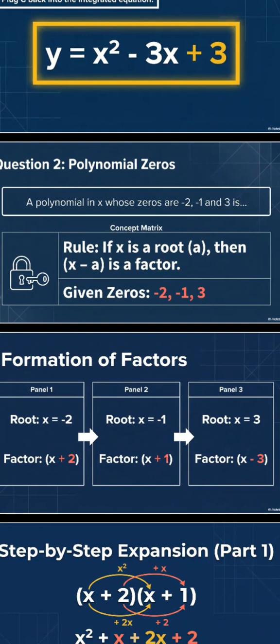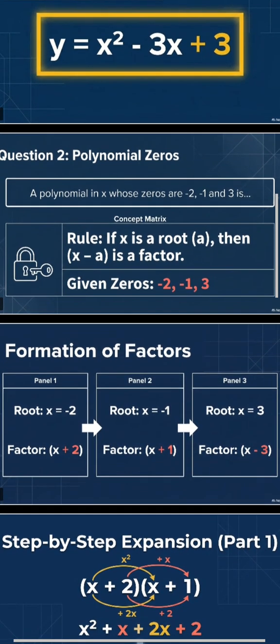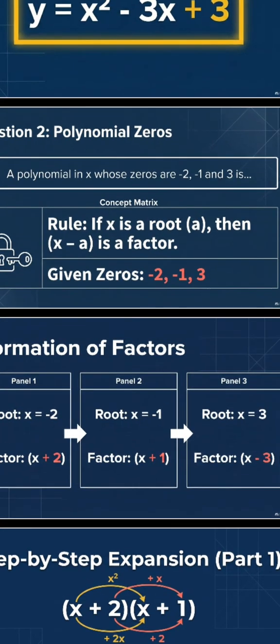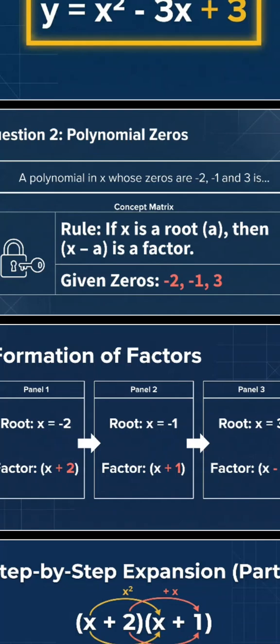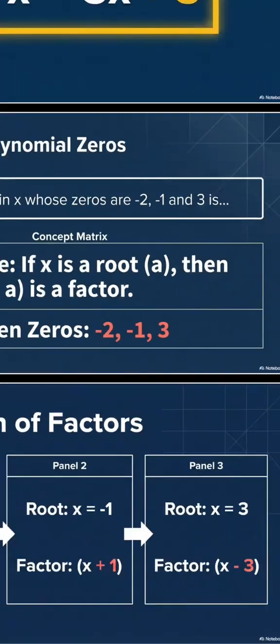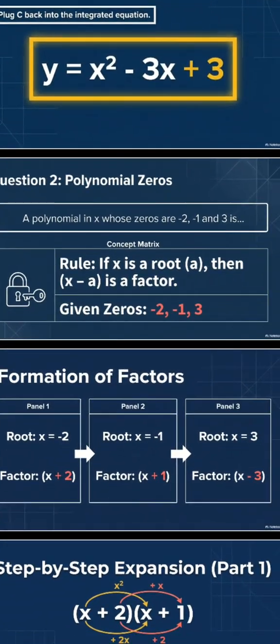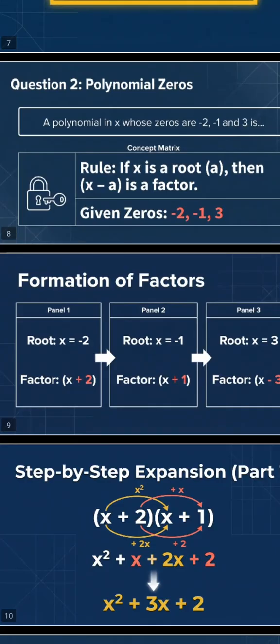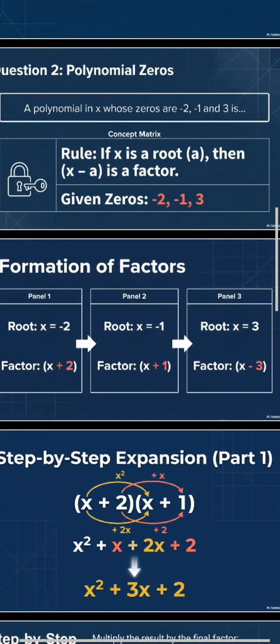That was the polynomial, zeros of polynomial. We are given a polynomial whose zeros are minus 2, minus 1, and 3. If x is a root a, then x minus a is a factor. So given all 3 zeros, we can say x is equal to minus 2, x is equal to minus 1, and x is equal to 3.